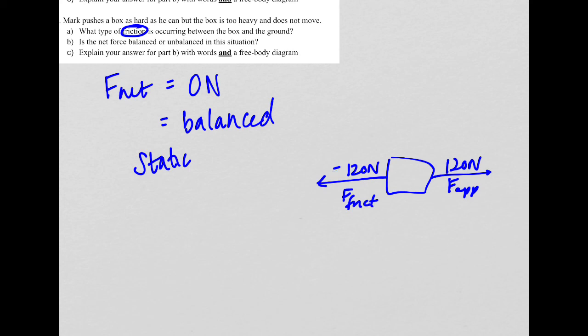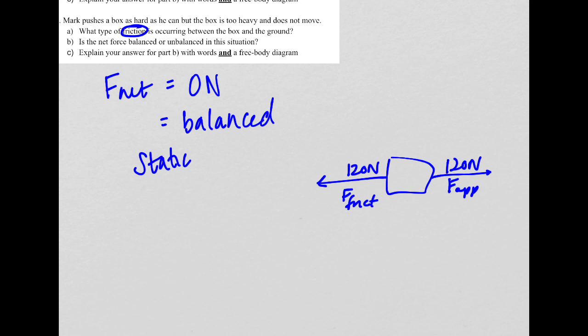What would happen if that static friction force was greater than? Let's say that it was 140. What would the net force on the box be? It would be 20 newtons this way. Is the static friction force going to push the box? No. Right? So it has to be exactly equal to, we can't actually have greater than 120.